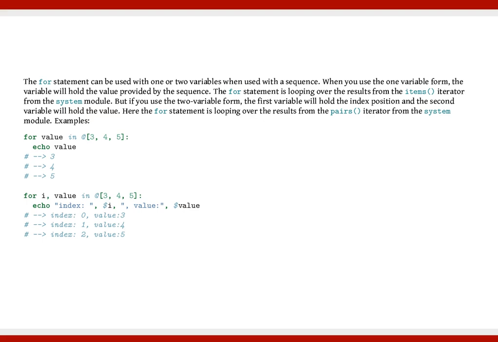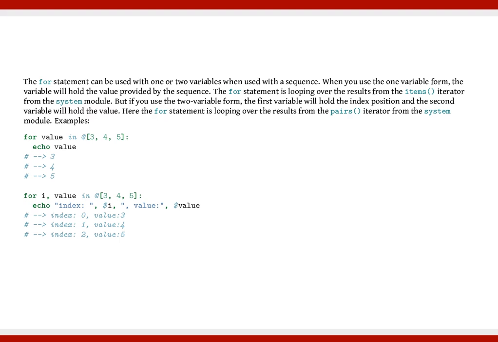The for statement can be used with one or two variables when used with a sequence. When you use the one variable form, the variable will hold the value provided by the sequence. The for statement is looping over the results from the items iterator from the system module. But if you use the two variable form, the first variable will hold the index position, and the second variable will hold the value. Here the for statement is looping over the results from the pairs iterator from the system module.